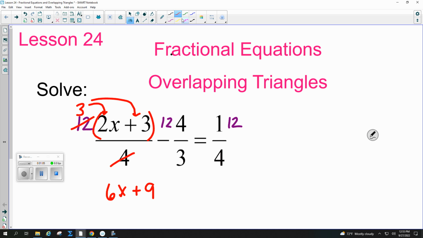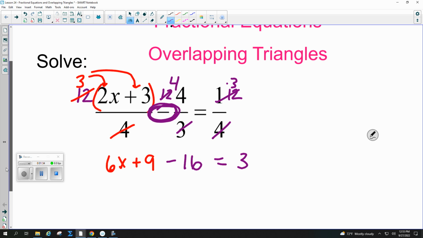Okay, now I go to the next one, and Simon, how many times does 3 go into 12? 4. All right, and then we just multiply here, 4 times 4. Now, don't lose the negative sign, so that would be a minus 16. Okay, and Izzy, how many times does 4 go into 12 over here? 3 times. And then I multiply the 3 times the 1, so I get a 3.